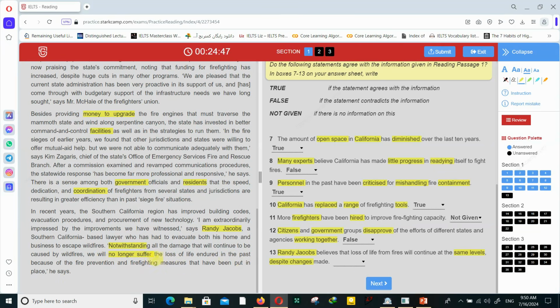So here it says that we will no longer lose life. The question says the loss of life from fires will continue at the same level. No, no way. We will not suffer. So it will not continue at the same level as in the past. So the statement is actually false.